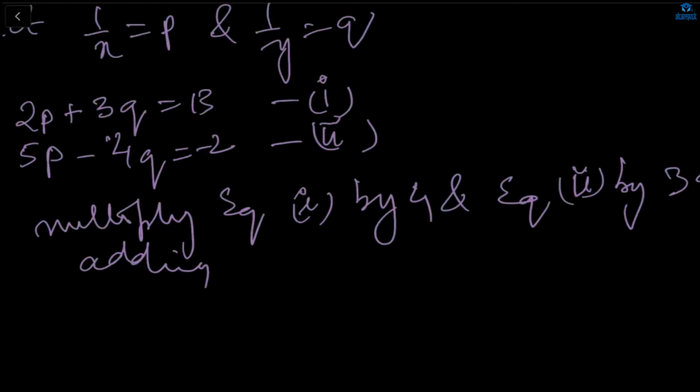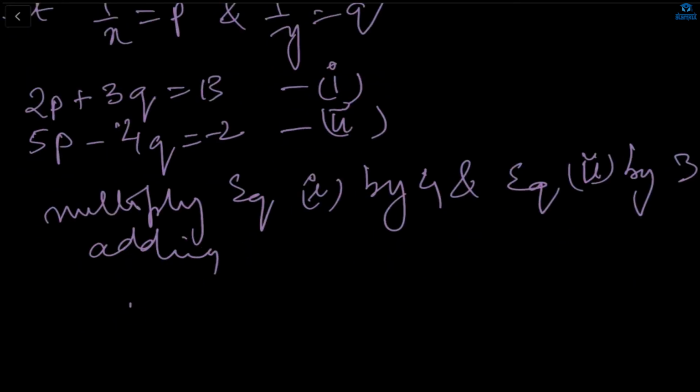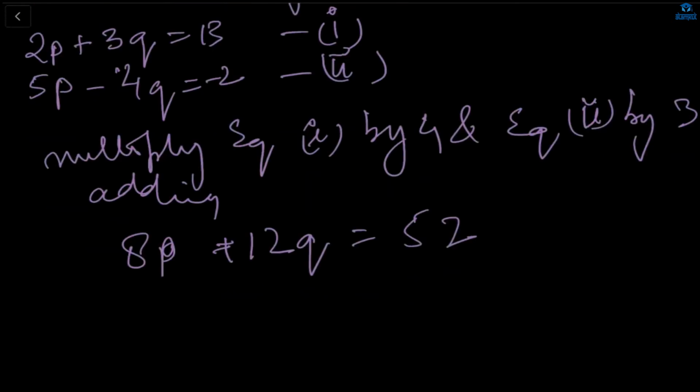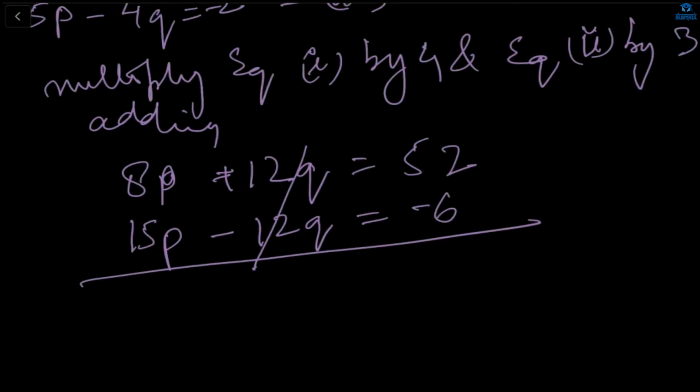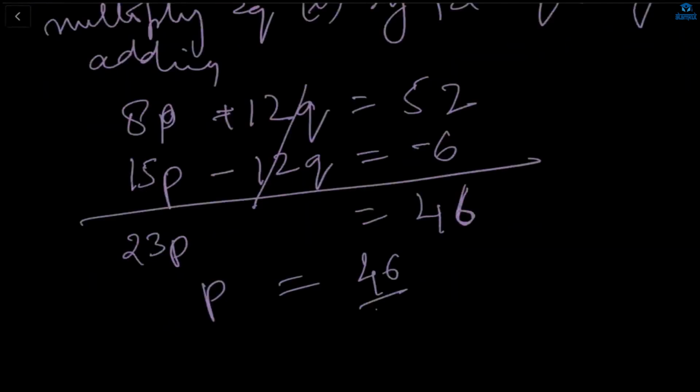Okay, so if you are going to multiply the first equation by 4, we get 8p plus 12q, and this one by 3, we get 15p. Now this will be cancelled, and here we are going to add. So it will be 23p is equal to, it will be subtracted, so it will be 46. So p will be 46 upon 23.